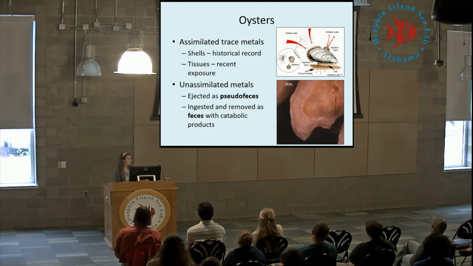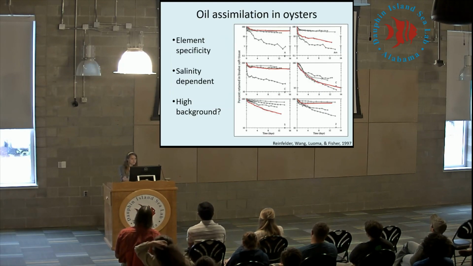Trace metals are bound to the hydrocarbon structure of oil, and oysters can accumulate these trace metals into their shells and soft tissues. Shells provide a historical record because it is laid down in layers as the oyster grows. Tissues are quickly metabolized and provide a record of only the most recently assimilated elements.